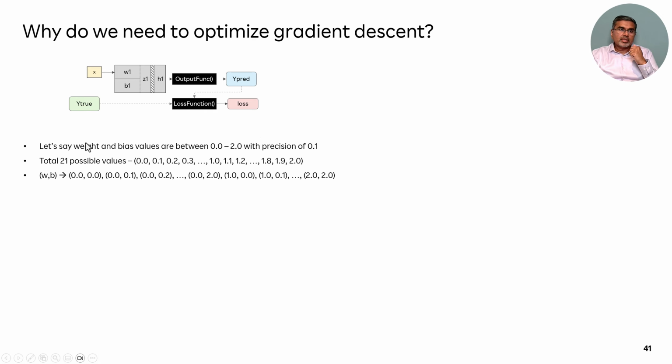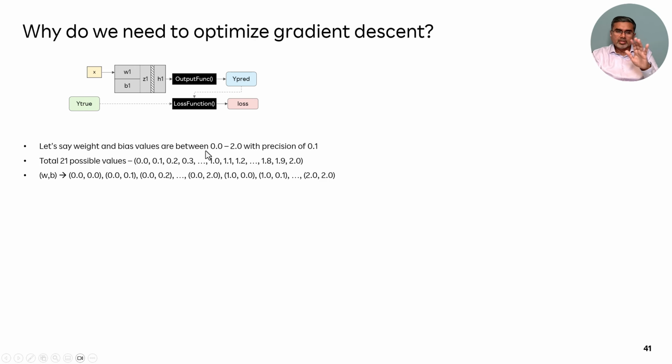Now, let's say that the weights and bias values can be any value between, as an example, 0.0 and 2.0 with a precision of 0.1. What I mean by that is, the values of weight and bias can be any value between 0.0, 0.1, 0.2, 0.3, 1.0, and so on till 1.9, 2.0. Precision of 0.1, right? You're essentially taking 0.0 and adding 0.1. So essentially, the value of weight and bias can only be this, let us say.